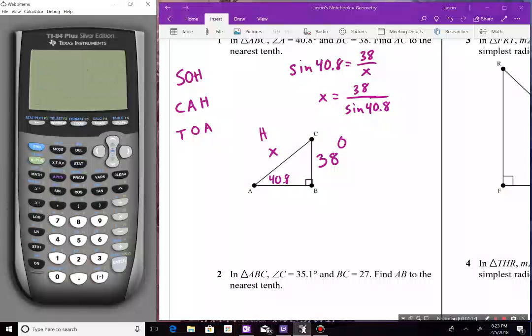We're going to make sure our calculator is in degrees. To do that, we go to mode. We go down to the third option, we highlight degrees, we hit enter, and to go back, we hit second mode again. Now that we have it in degrees, we do 38 divided by sine 40.8, which gives us our answer for this problem: 58.2.